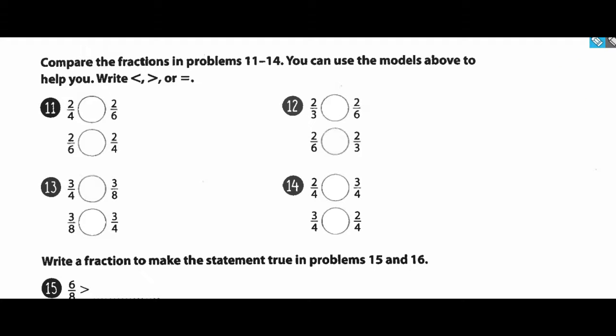Just so you know, if my numerators are the same, okay, my smaller denominator is actually greater. So this would be 2/4 is greater than 2/6. Okay? And then in this case, it would be the opposite. 2/6 is less than 2/4. If my denominators are the same like this, okay, then my larger numerator would be greater. So in this case, 2 is actually less than 3. And then it would be the opposite. 3/4 is greater than 2/4.